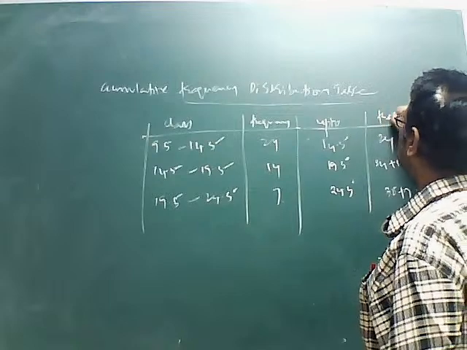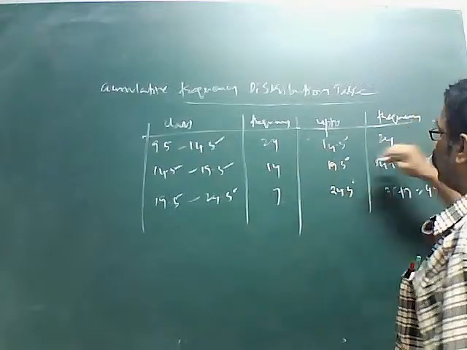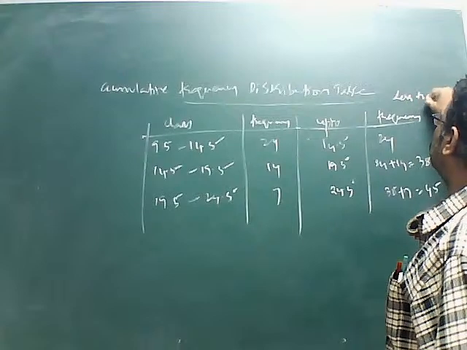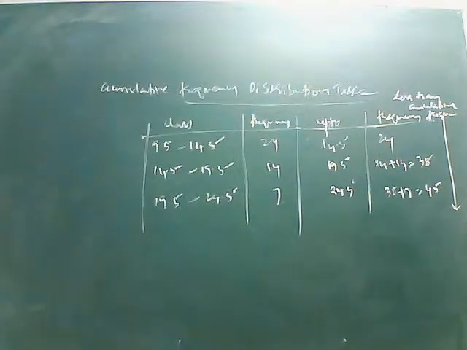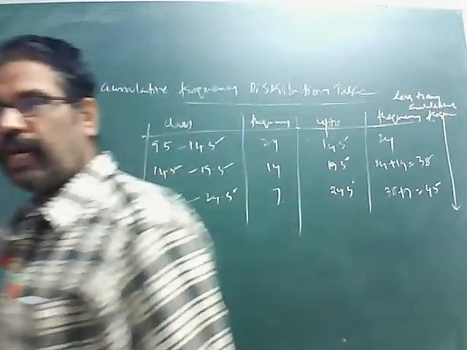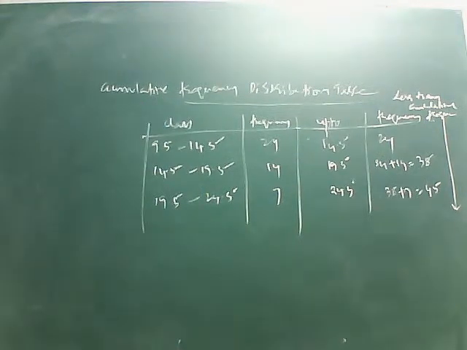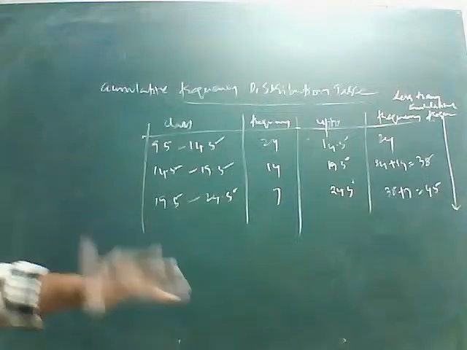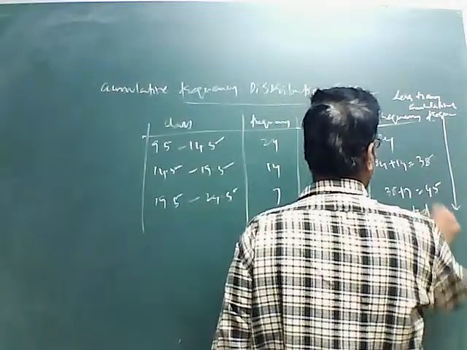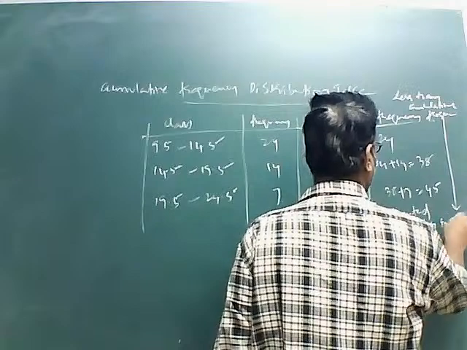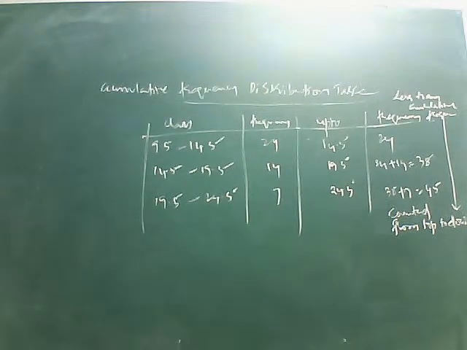So this is called cumulative frequency. We are totaling from top to down: 24, 24 plus 14, 38 plus 7. Since we are counting from the top, this is called less than cumulative frequency. Up to means less than: up to 14.5, up to 19.5, up to 24.5. Are you clear? Up to 14.5 is 14.5 and below, up to 19.5 is 19.5 and below, and 24.5 and below. We counted from top to down. This is called the less than cumulative frequency distribution table.